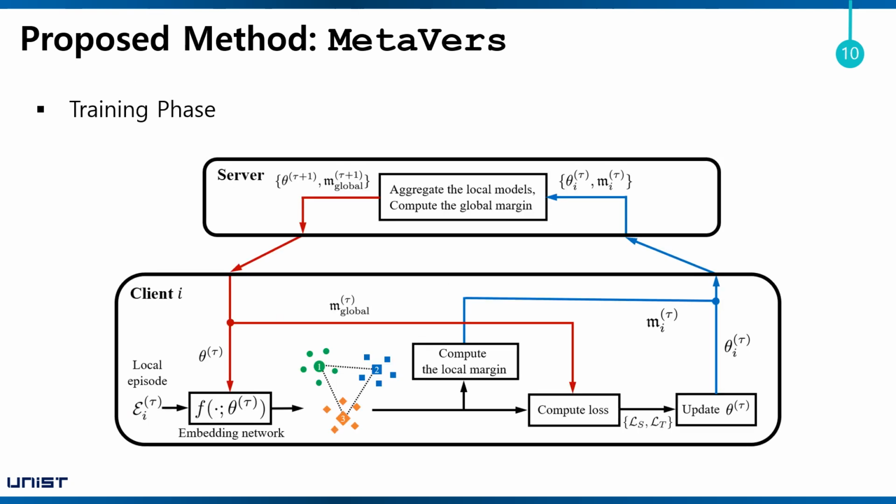Let's see the overall diagram of MetaVers. Clients send locally updated models and local margin values to the server every round. The server aggregates the local models and computes the global margin, and then sends the global model and global margin to selected clients. These processes will be repeated.